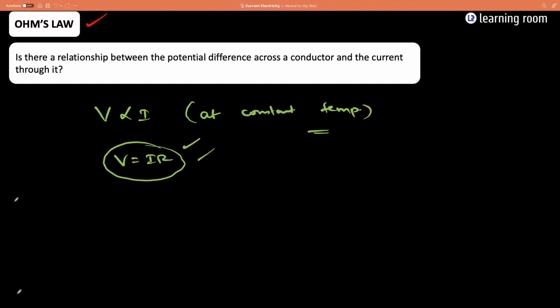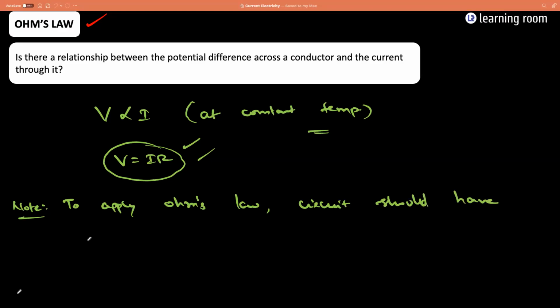One note I would like to give here is when you apply Ohm's law. To apply Ohm's law, the circuit should have one battery or cell, whatever you call it, and only one resistor. Only then can you apply Ohm's law. So write down the statement. What is the meaning of this? I'll explain when we solve problems.